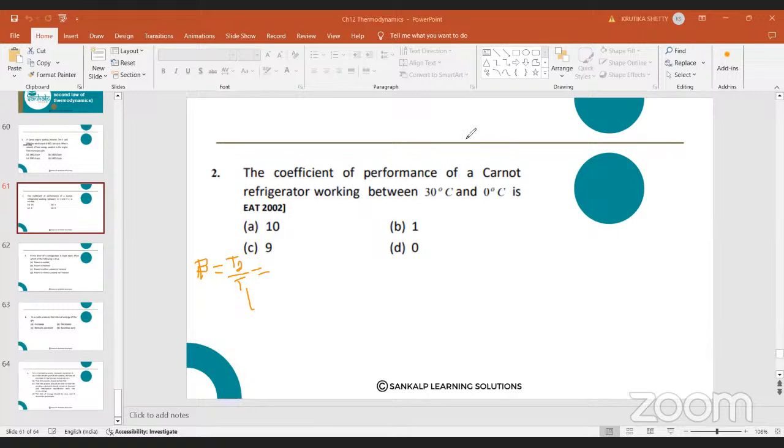Okay, so this completes the questions on thermodynamics. Next class, we will start with some new topic. Any doubt in today's class? Okay, so in the next class, we will do the kinetic theory of gases. Okay, students.